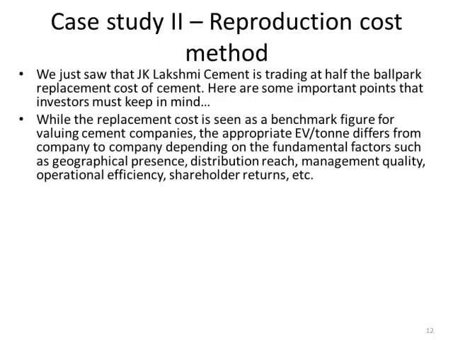So while the replacement cost is seen as a benchmark figure for valuing cement companies, the appropriate EV to ton differs from company to company. Okay, so if we're thinking about what is the right enterprise value per ton, this may depend on the company itself, and this would depend on fundamental factors such as geographical presence, distribution reach, management quality, operational efficiency, shareholders return, etc. So there are a variety of other things that can make the EV to ton not the same across companies, right? Some companies will have higher EV per tons and others will have lower.